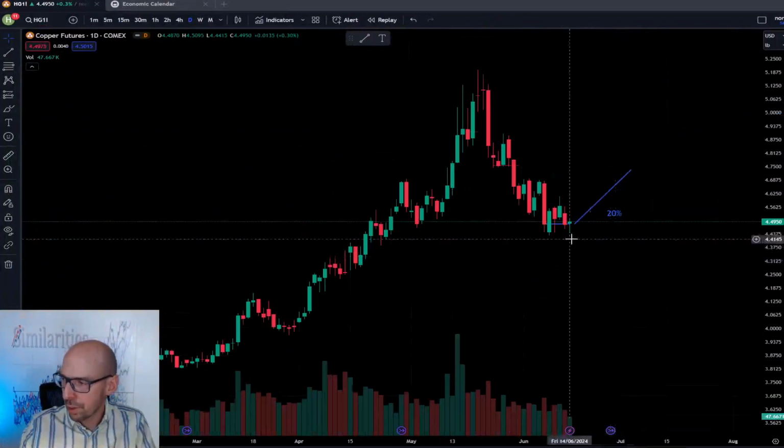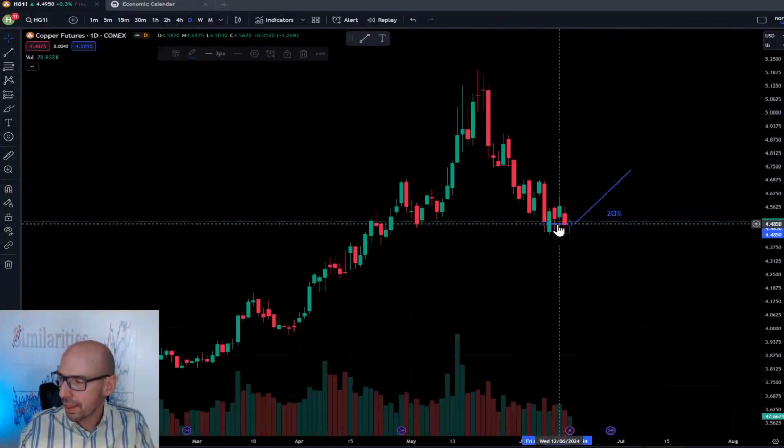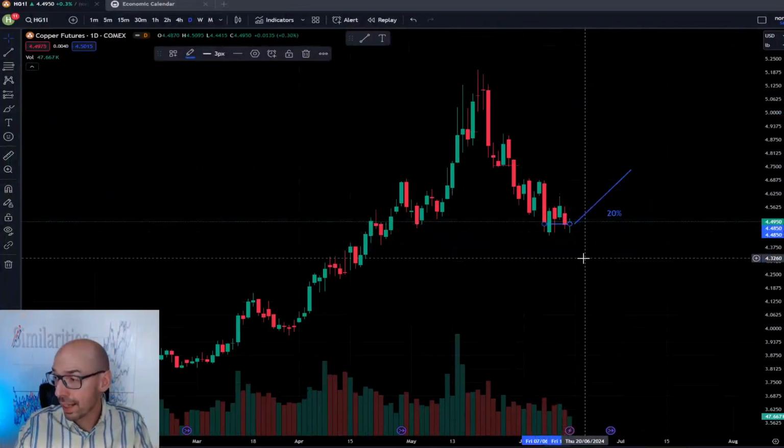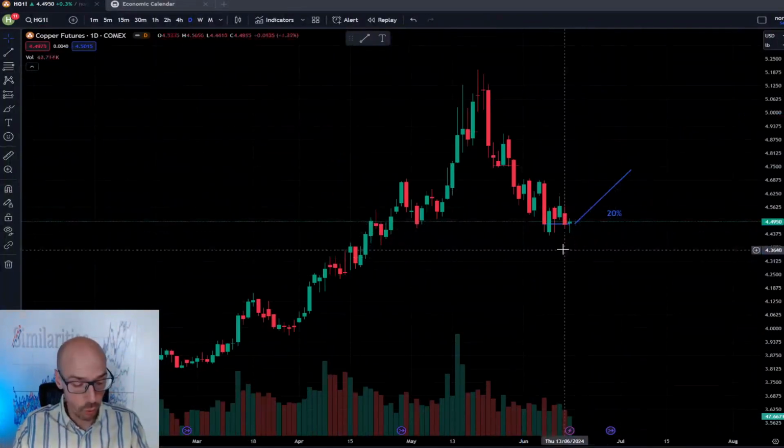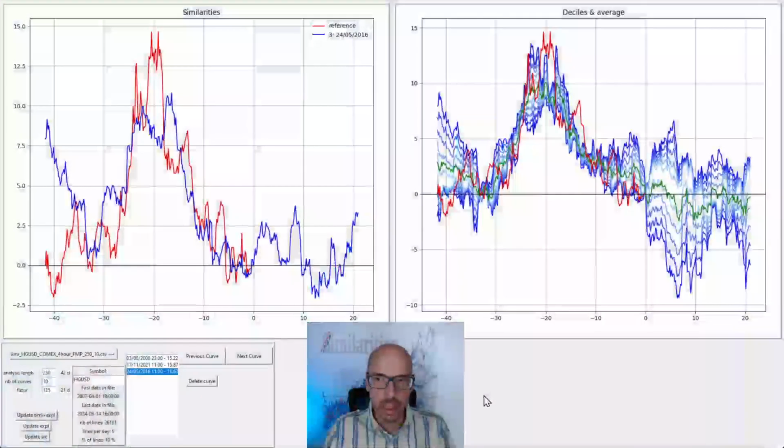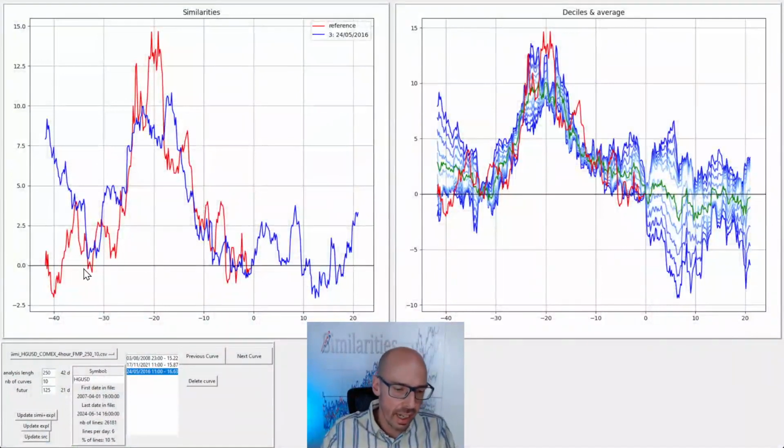Okay, let's switch to copper, where I was expecting not much movement for last week, and indeed we didn't have much movement. The indication is going well on that point. All right, so I had some difficulties finding a good window of analysis. Here I tried to get more of it, up to 100 days, but it didn't work that well, so I narrowed it to 42 days.